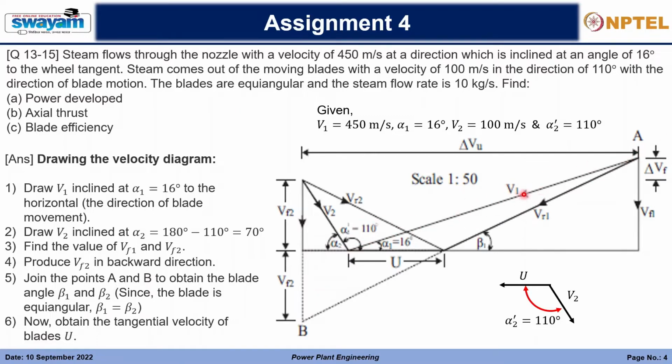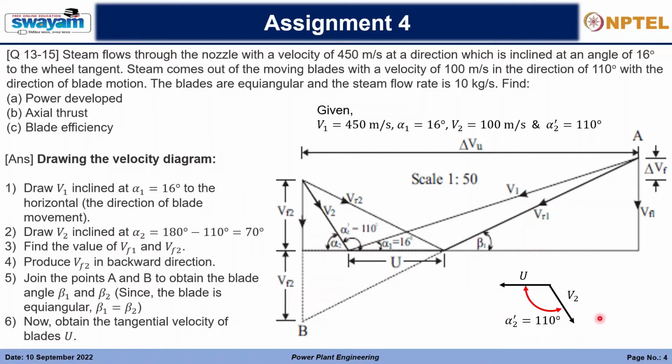Then v1 we will draw inclined at an angle of 16 degree. So first we draw v1, this particular line, at an inclination of 16 degree, that was given to us. Then from this point we can draw the absolute velocity at the outlet, which was also given, 100 meter per second. We know what the blade velocity direction should be, it is in this direction. So basically the angle v2 is making with this horizontal is 110 degree, that is given.